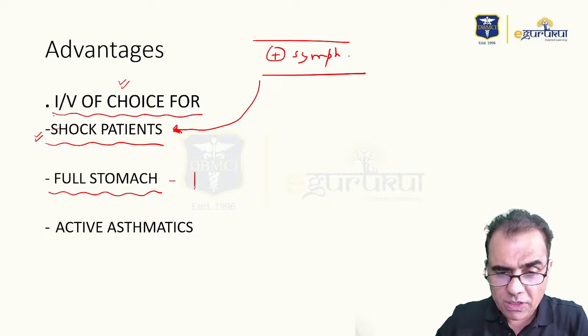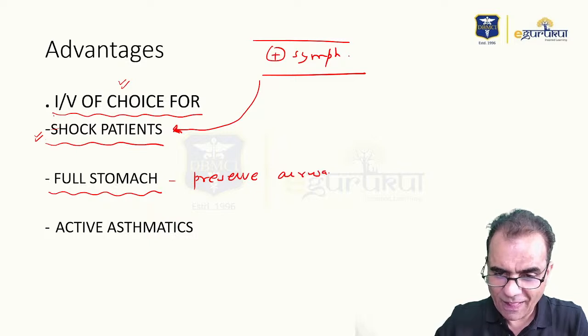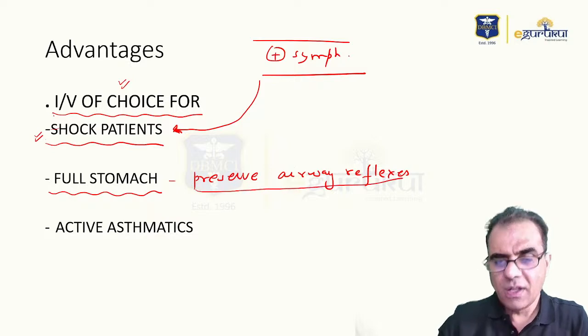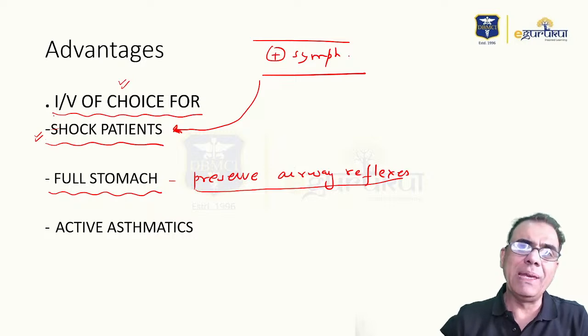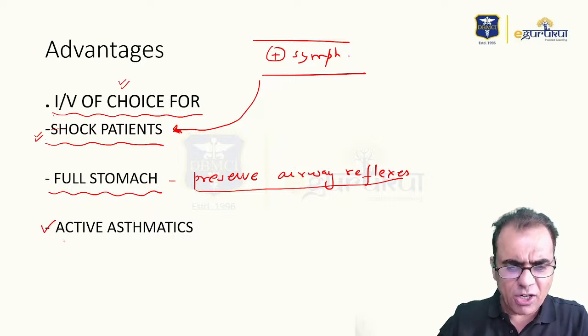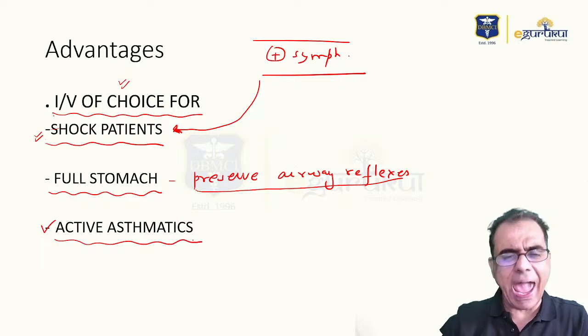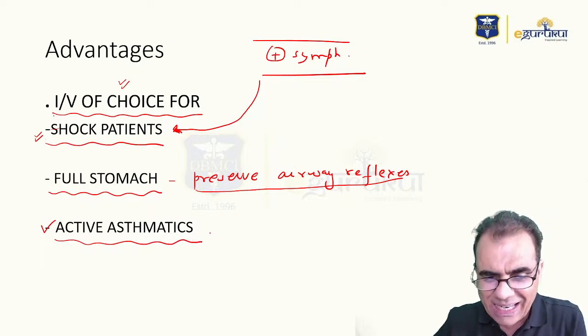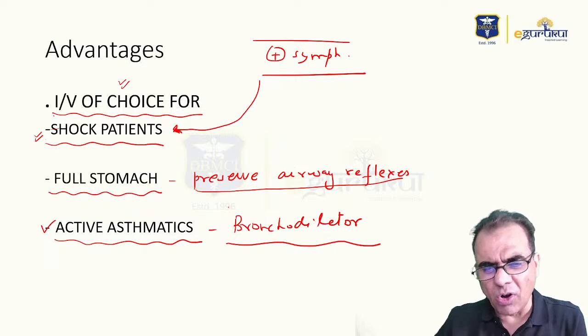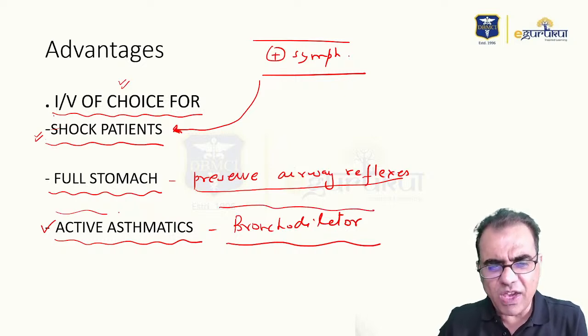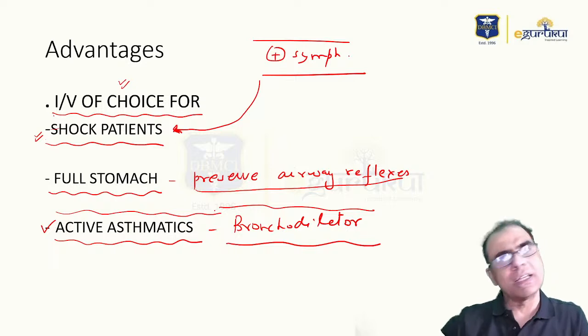Then it is also the IV agent of choice for full stomach patients. Why? Because it preserves airway reflexes. Airway reflexes are maximally preserved, so chances of aspiration will be least. Then it is also the IV agent of choice for active asthma, because it is an excellent bronchodilator.